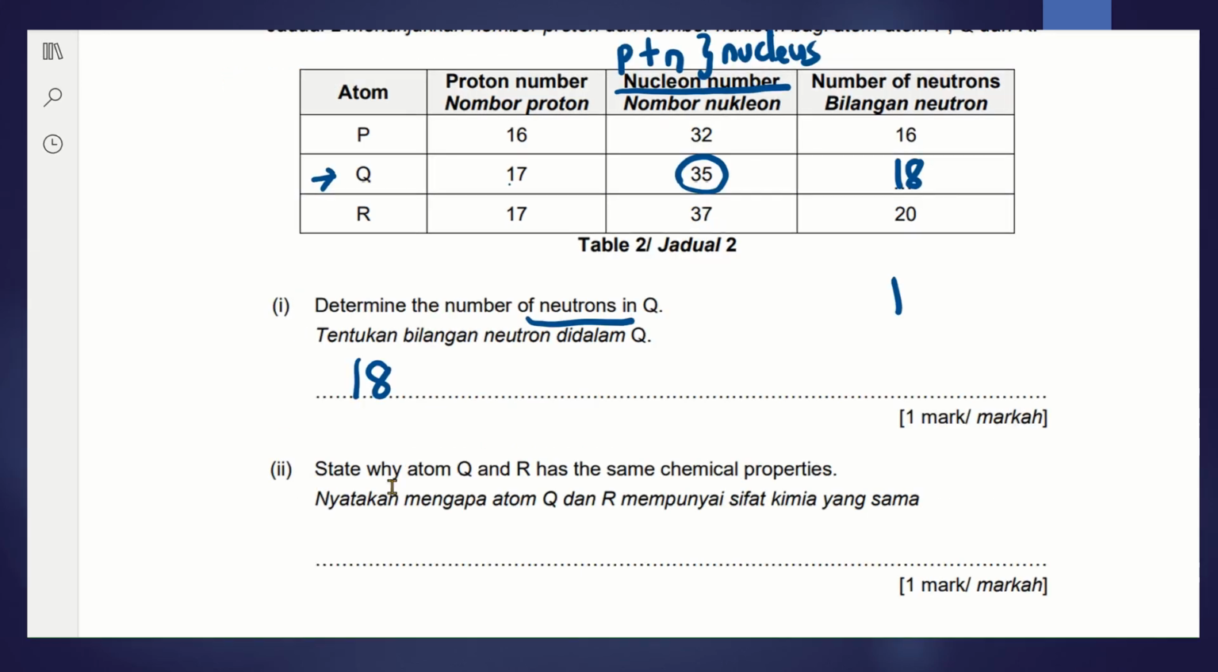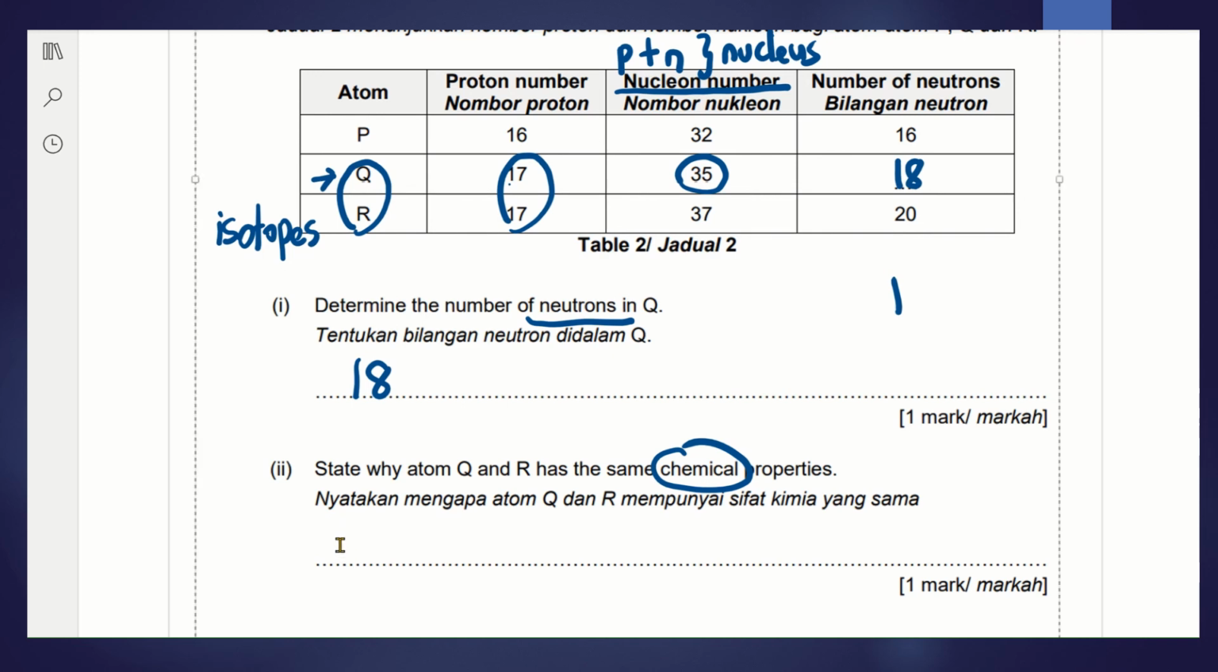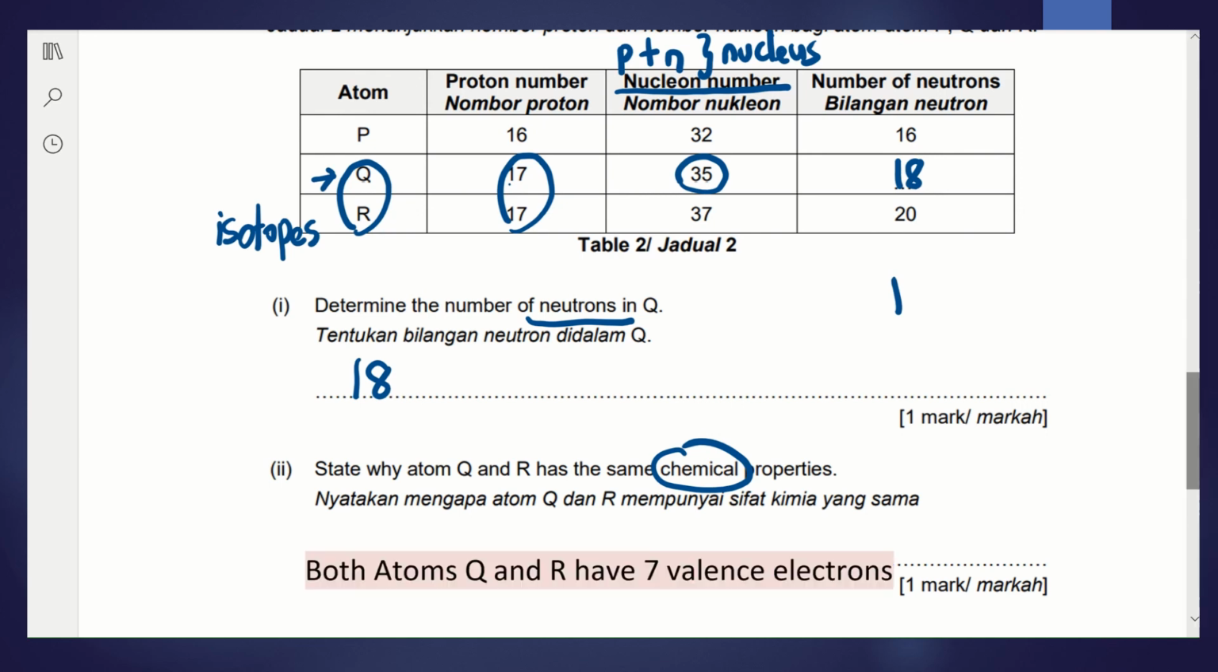Next question, state why atom Q and R has the same chemical properties. For atom Q and R, both have same proton number but different nucleon number. So atom Q and R are isotopes. Atom Q and R has the same chemical properties because both atoms have the same number of valence electrons.